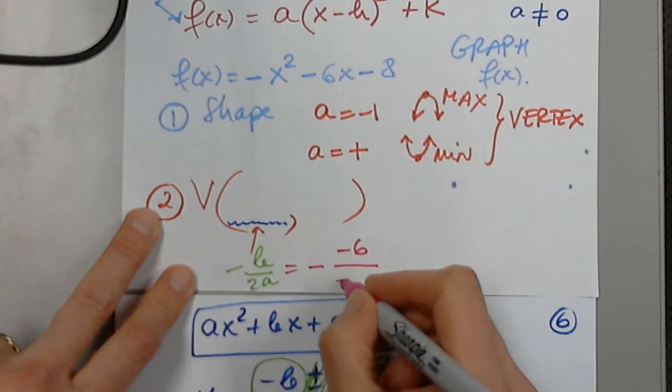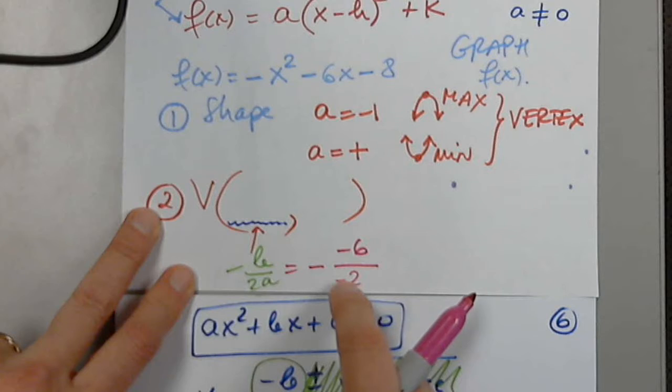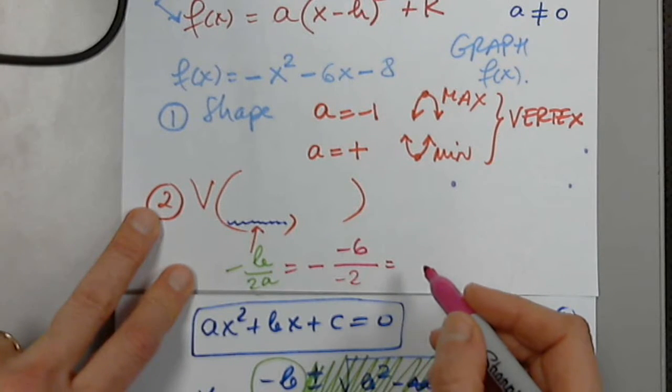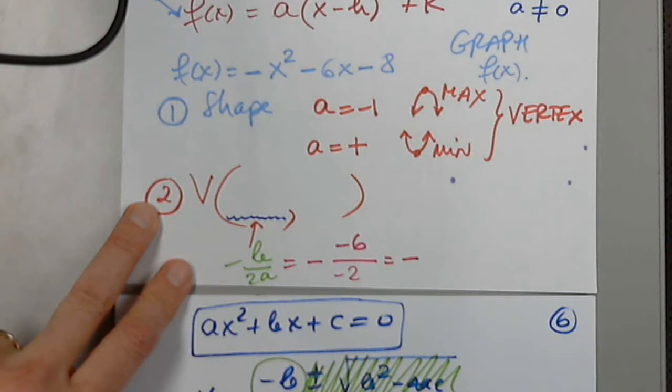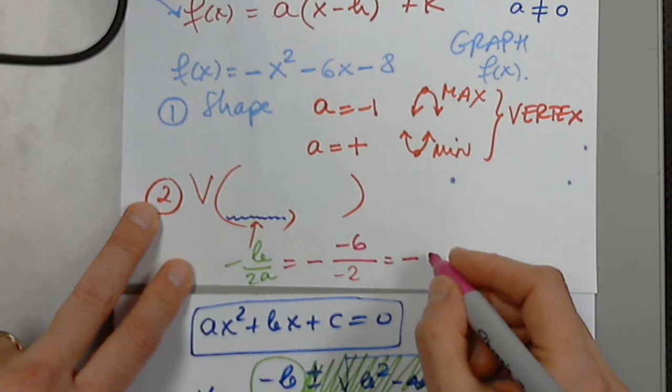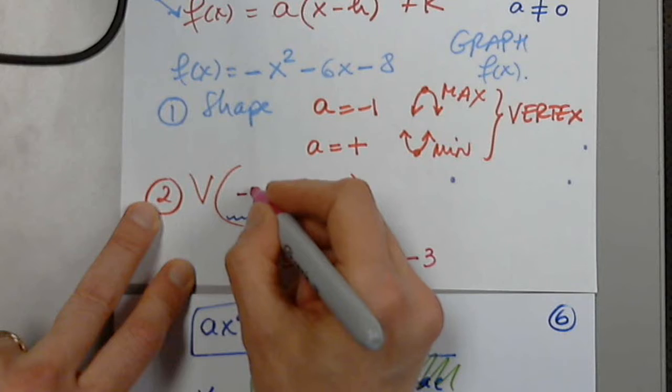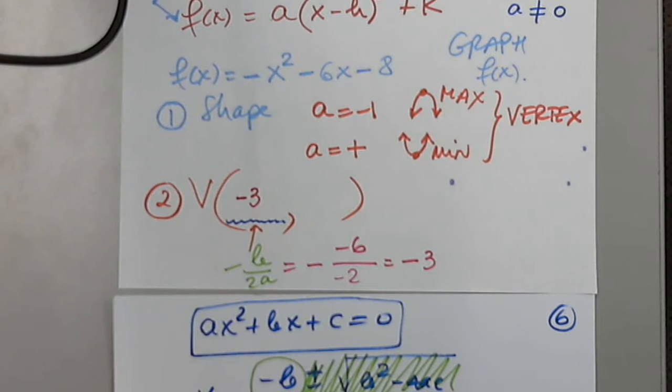-2. Perfect. I see 1, 2, 3 negatives. The answer will be negative, 6 divided by 2, which is 3. Very good. So we found the x-coordinate of the vertex, the point that will give us the maximum. Okay, how do I find the y-coordinate?